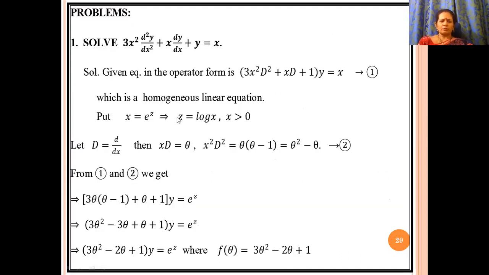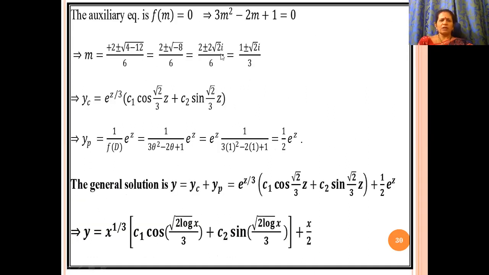Now coming to the problems, using the differential equation, apply the Cauchy-Euler form, then we'll get this f of theta. After getting f of theta, write down the auxiliary equation. From the auxiliary equation, we'll get the roots, two roots, because it's a second degree equation. From the roots, according to the previous instructions, we can write down the complementary function.